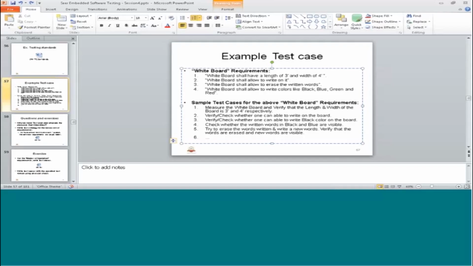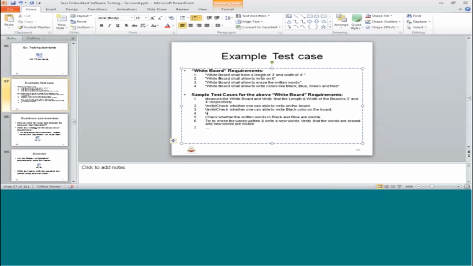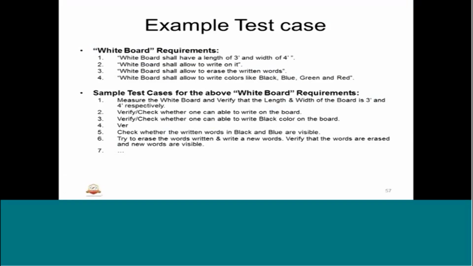So the next test case is on: check whether the written words in black and green are different. It means there is a difference. You should be able to write. That is the first thing. The next thing is that it should be visible. So both are very important. And also, I think you can add something like that.